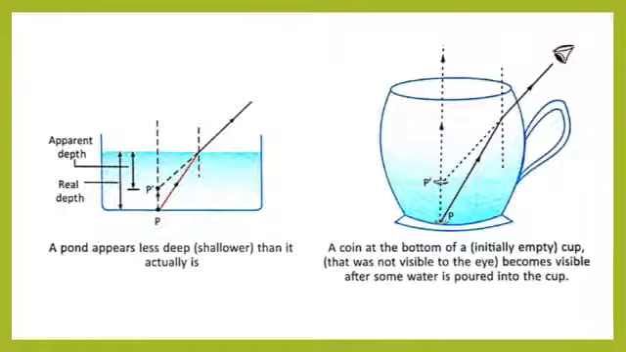It looks less deep than it actually is, and you must have done this activity, that you put a coin in a bowl and it is not seen from its side. When we put some water, then you are able to see the coin. It looks as if it is raised above the water. It is again because of refraction. That was in the case of the bending of a pencil dipped in water. So these are the cases which are based on refraction.